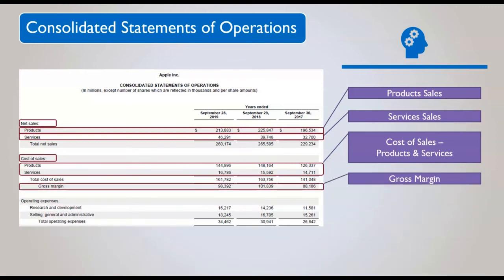Then we see a line item for gross margin. This is a very important metric since gross margin is a company's net sales or revenue less its cost of goods sold. In simple terms, it is the amount a company retains after incurring the direct costs associated with producing the goods and services that it sells. We can see that the gross margin for Apple was $98.4 billion, which is the $260.2 billion of sales less $161.8 billion of cost of sales.